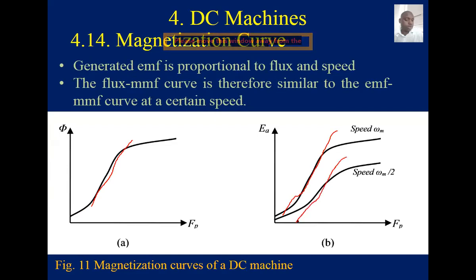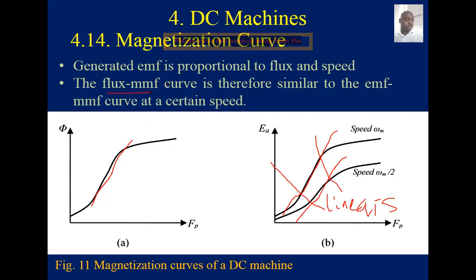So the objective in machine design will be to try and operate in the linear range so that the design parameters will come out as they are. So the design will try to make sure that the machine operates in the linear range.